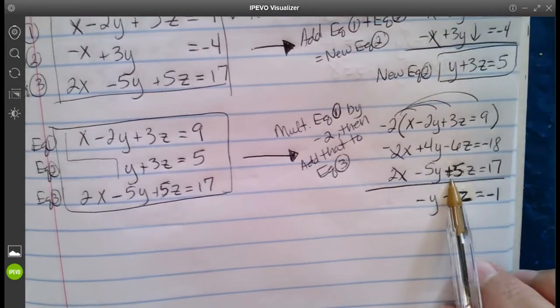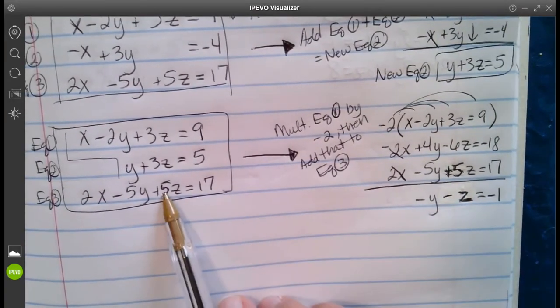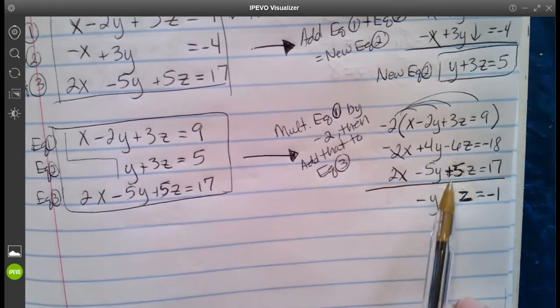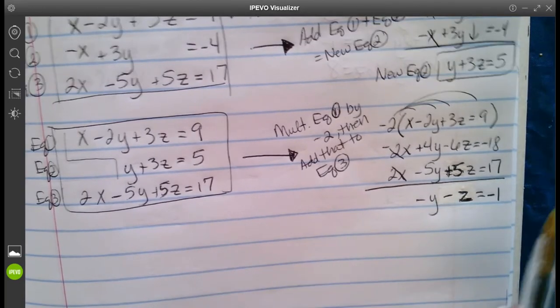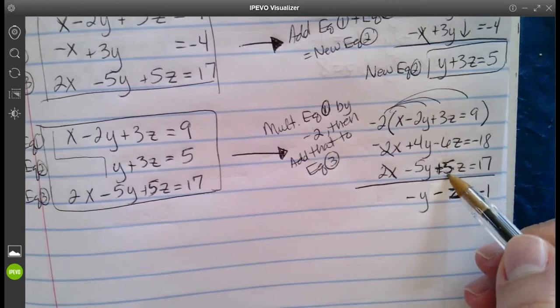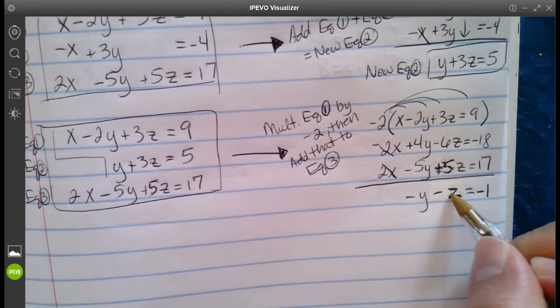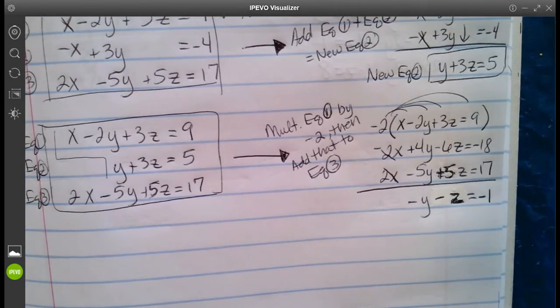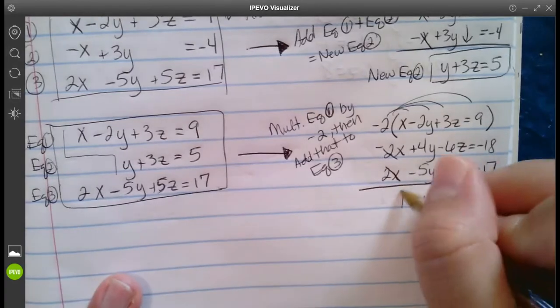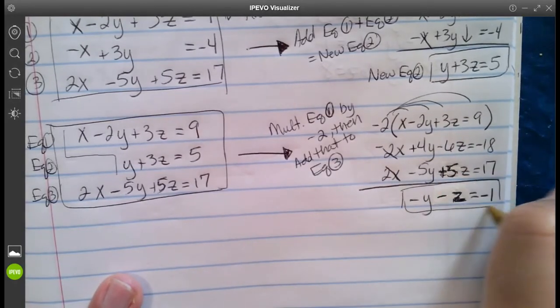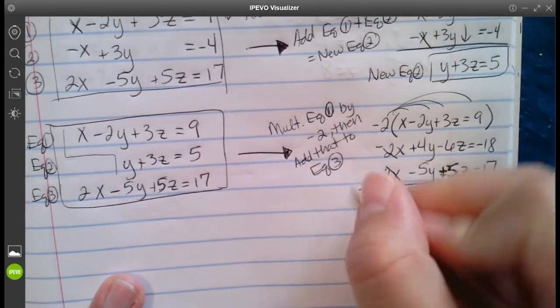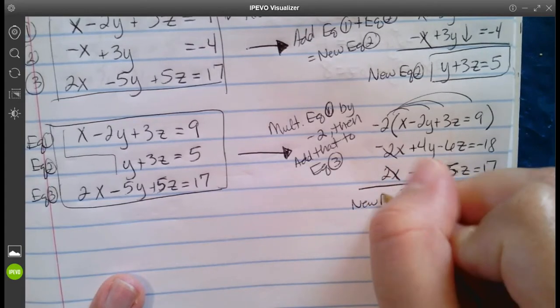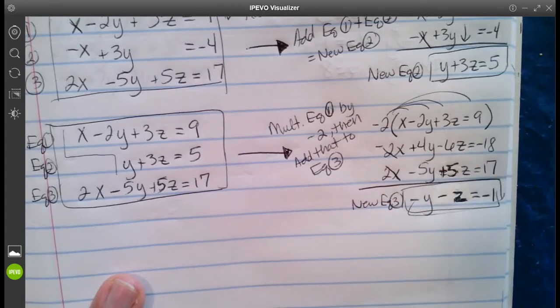Okay, so yeah, be careful here because this was supposed to be a 5. I don't know where I got 15 from. See what I mean about handwriting, guys? Handwriting goes a long way. So negative 6 plus 5 is negative 1. So that's why this one is negative z. Make sure you have that correct. All right, so this is now going to take the place of our new equation 3. Okay, so this is our new equation 3.